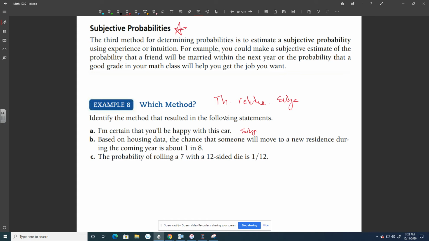Based on housing data, the chance that someone will move to a new residence during the coming year is about 1 in 8. Well, that sounds like relative frequency, that relative probability. Based on what has happened, there's 1 in 8 chances that this is going to happen. The probability of rolling a 7 with a 12-sided die is 1 out of 12. Now that right there is theoretical. In theory, I should roll a 7 1 out of 12 times. That may not happen, but theoretically, that's what should happen, right?